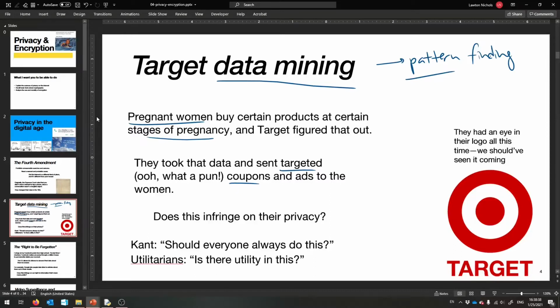And the question is, does that infringe on their privacy? Dun dun dun. So what does this mean? They were taking data about these people's purchases and using that to hopefully get them to spend more money. Does that infringe on their privacy? Were the things that they bought online or in the store with their card private? Okay? And so we can ask Kant, we can ask the utilitarians.